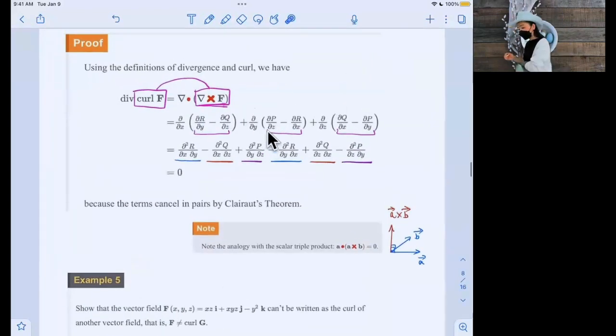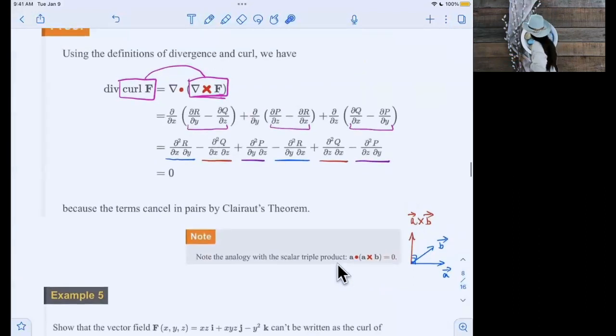And here is an analog with the scalar triple product, right? Remember in the past, we talked about the scalar triple product right here. What's A dot A cross B? Remember the scalar triple product, what does it represent? Do you guys remember? Yeah, the volume of what? Parallelepiped. Yeah.